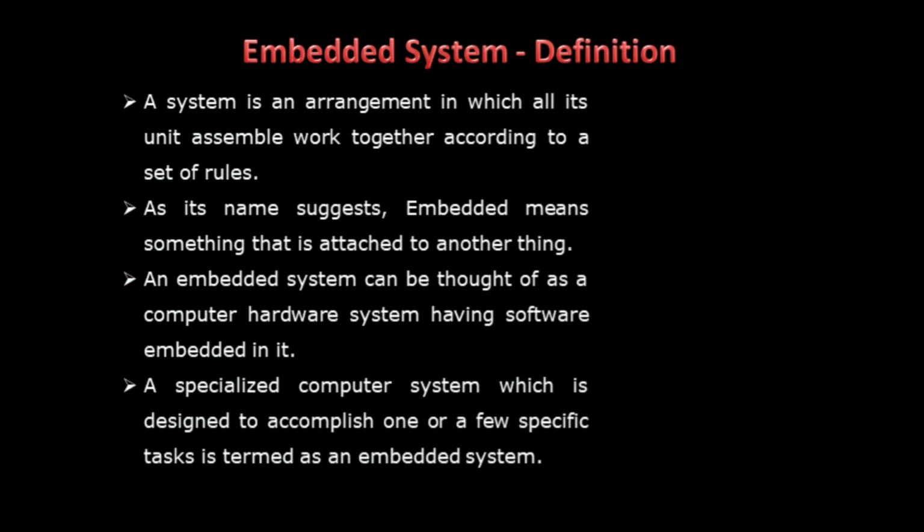And then you should know about the word embedded. What is meant by embedded? Embedded, as the name suggests, means something that is attached to another thing. Now, an embedded system is a computer hardware system with software embedded within the hardware. An embedded system is a specialized computer system designed for a specific task or a few tasks, a single task or a few tasks to be completed by the system.